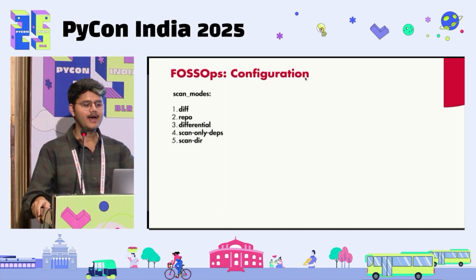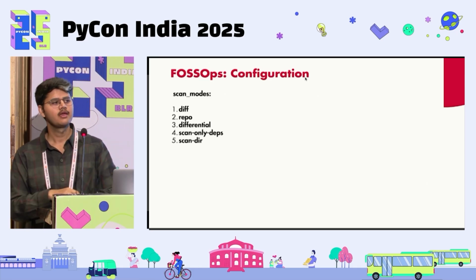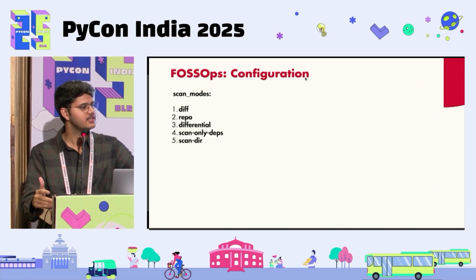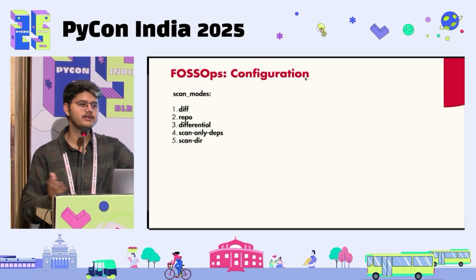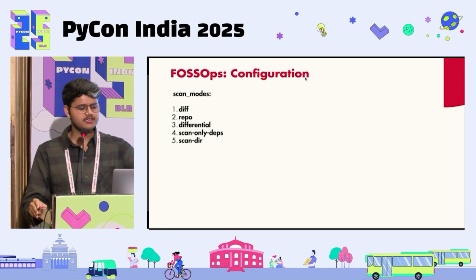Yeah, so coming back to the FOSSology action, we have a bunch of configurations. Each project has a different set of needs, and in order to fulfill all those needs, we can run the GitHub action in different configuration modes. These are the different scanning modes that we can run the action in.